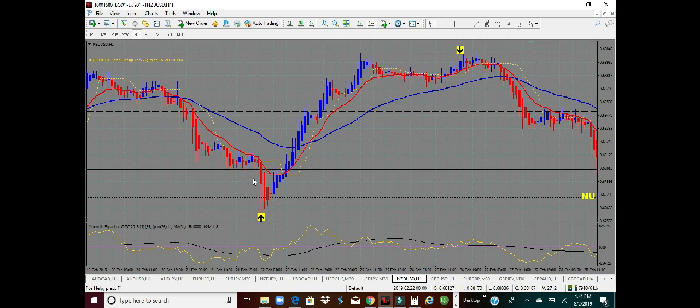My red, I have set to 14 exponential, and the blue I have set to 50 exponential moving averages. With these moving averages, you will see that there's a crossover signal. On this crossover signal, this is where you would enter your trade. Where you see the buy arrow with the yellow box, this is confirming your reversal.